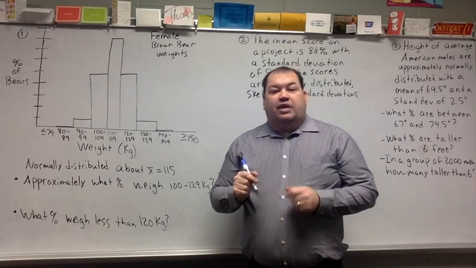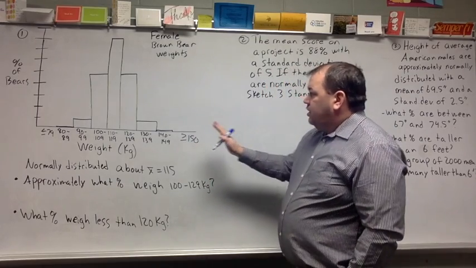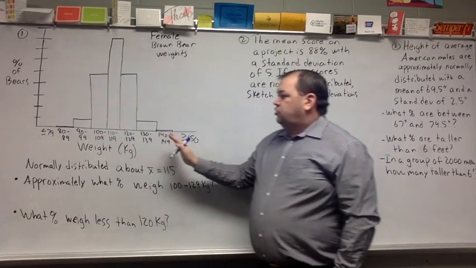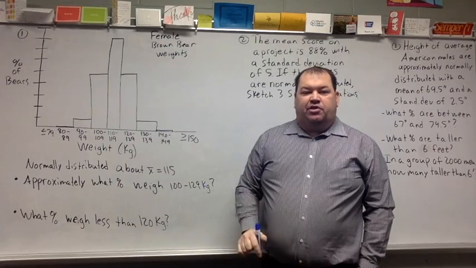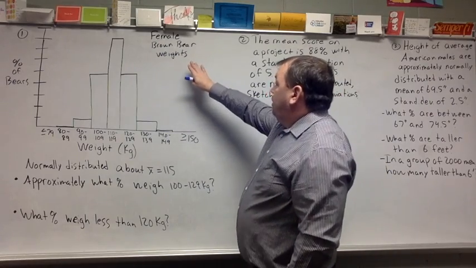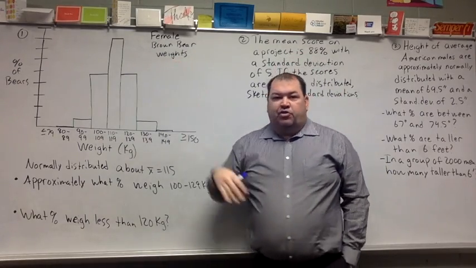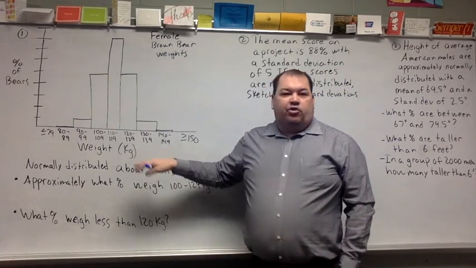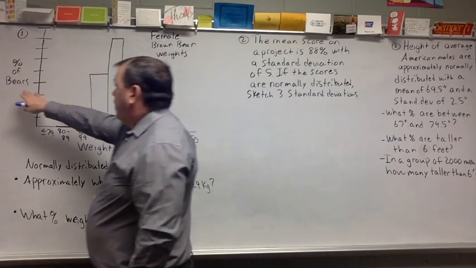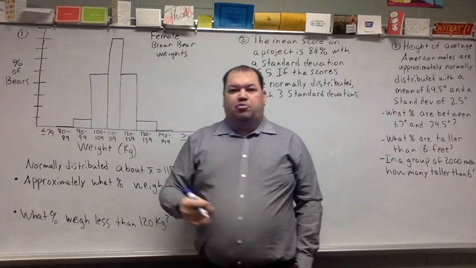So I've got a few examples here. We're going to start with one that kind of looks like it's normally distributed, but we don't know for sure just by looking at it. We have to dive a little deeper. So we're looking at brown bears, and we're looking at their weights, specifically females. And I notice that the weights are in kilograms. Over here, we're looking at a percentage. Okay, and I should probably put my scale up here so you can kind of follow what I'm doing.